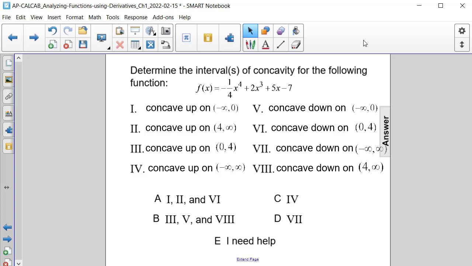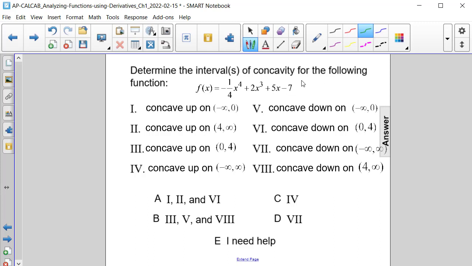Determine the interval or intervals of concavity for the following function. f(x) = -1/4 x^4 + 2x^3 + 5x - 7. Well, in order to determine the intervals of concavity, we have to figure out what our second derivative is.